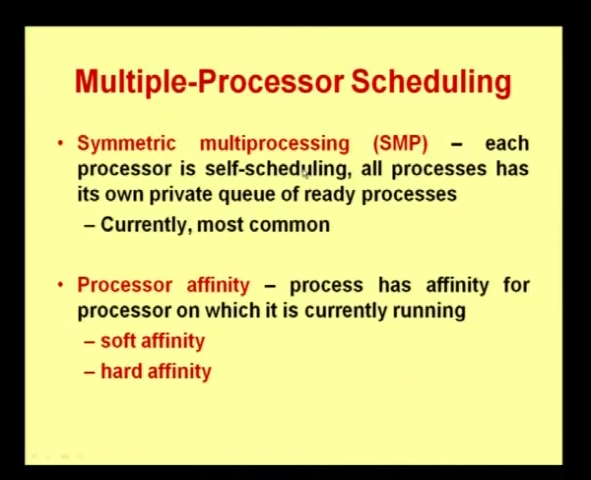So this can be scheduled in two different ways. One is symmetric multiprocessing and the other is processor affinity. In symmetric multiprocessing, each processor is self-scheduling. All processors have their own private queue of ready processes. Processor affinity is of two types: one is soft affinity and the other is hard affinity.